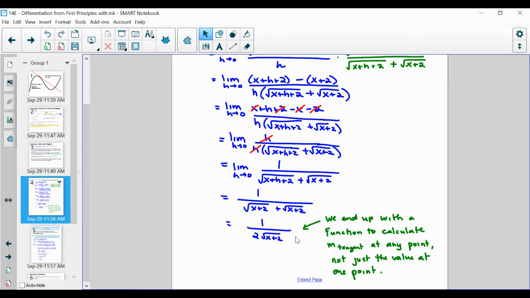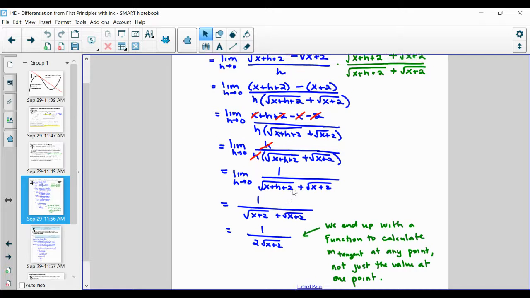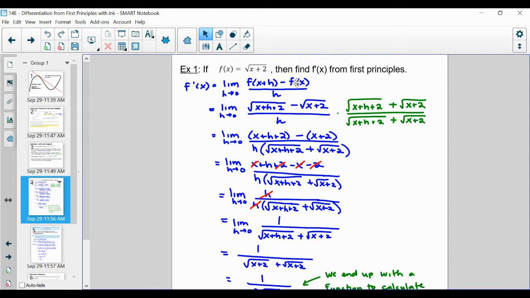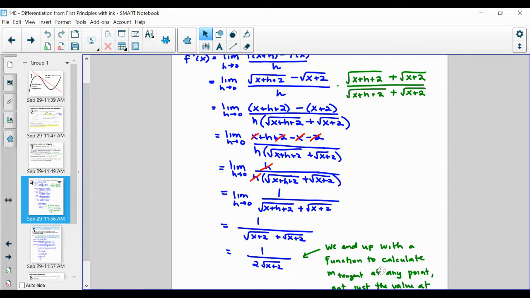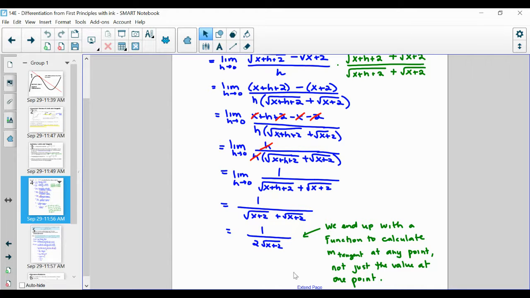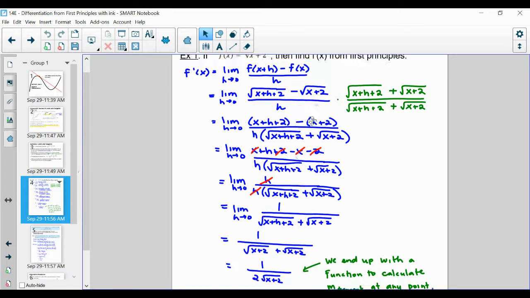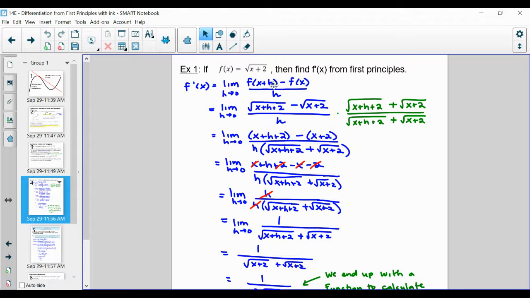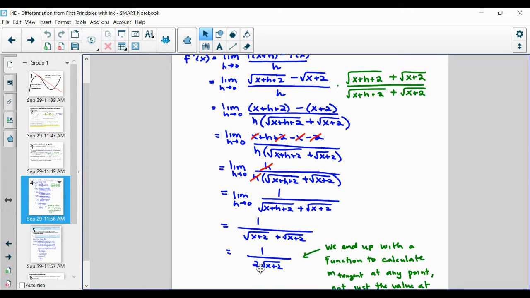Notice that when we calculate the derivative using the difference quotient, so when we use this version with x's instead of a's, we end up with a function in the end, a formula that helps us calculate the slope of the tangent at any point, not just the value at one point. Okay, when we have a specific point and we plug in a value for a, then we'll end up with just a number at the end.